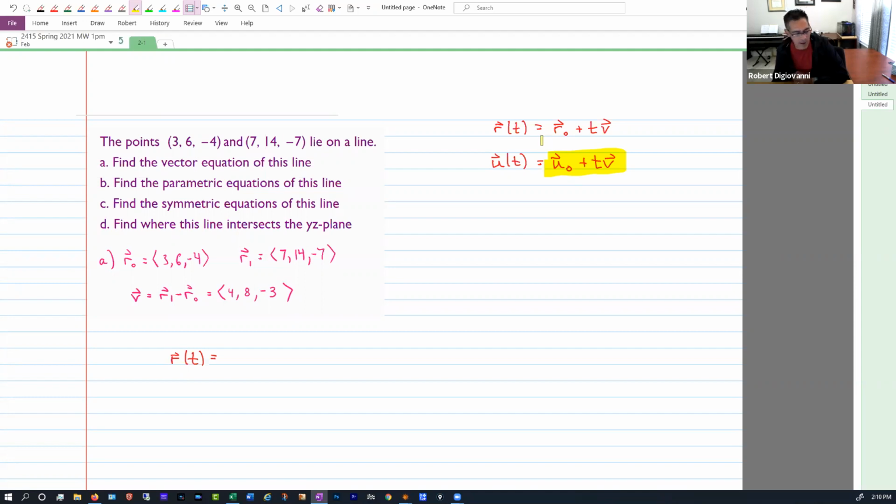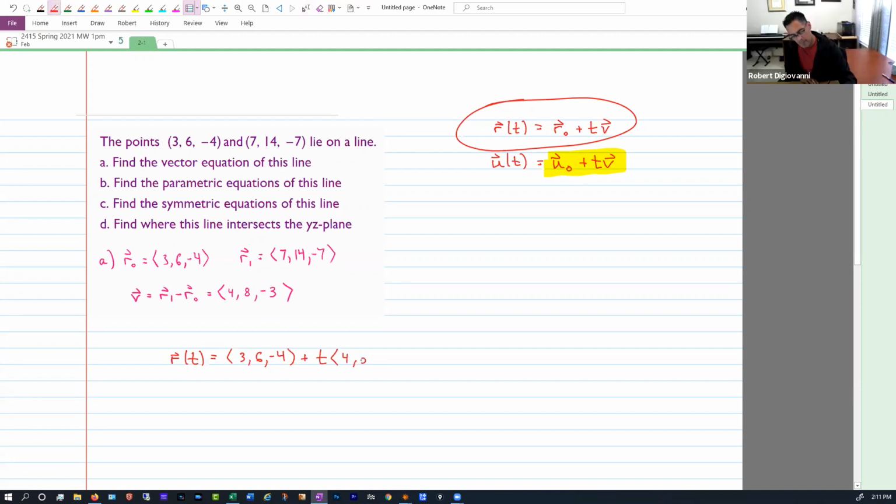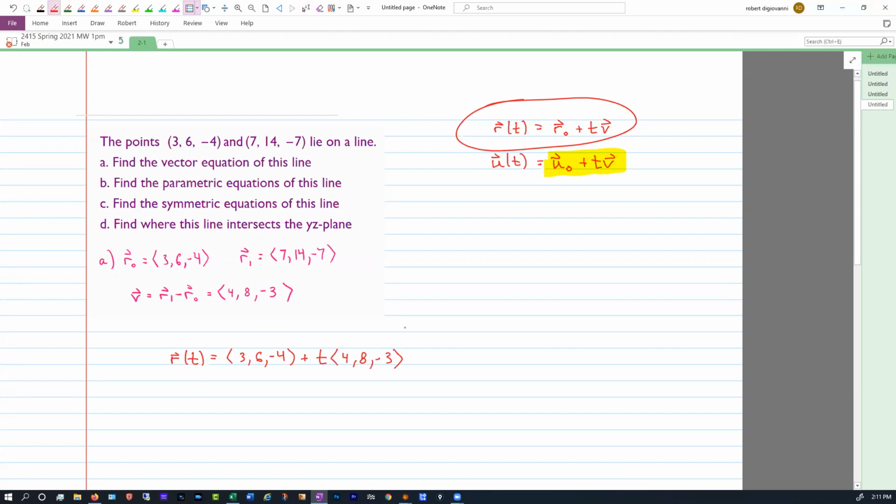So Reagan, what do we got, using this formula? It'd be R naught, which is (3, 6, -4), plus t times the vector v that we just found, which is (4, 8, -3). Yep, and there it is. That is the vector equation of this line in three-dimensional space.